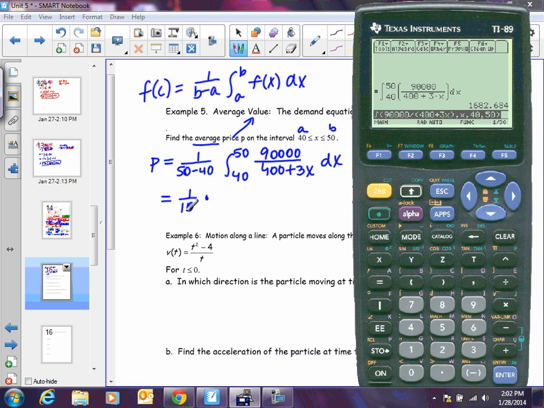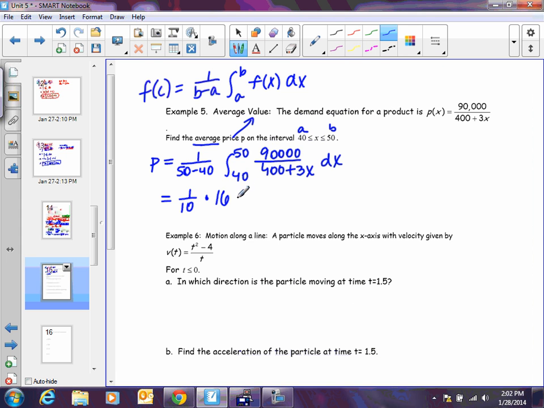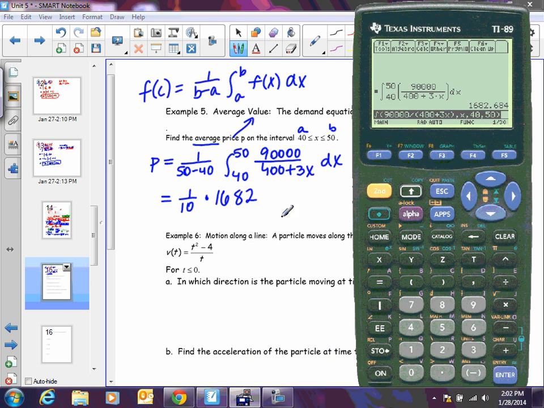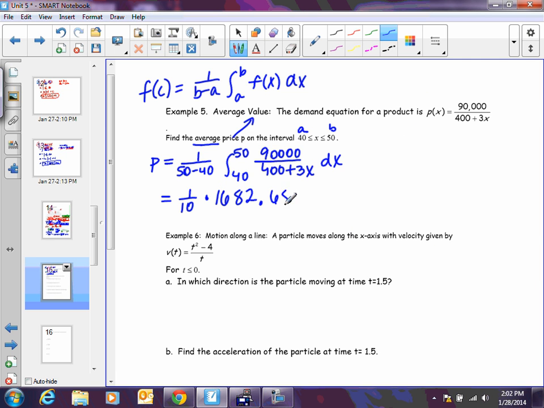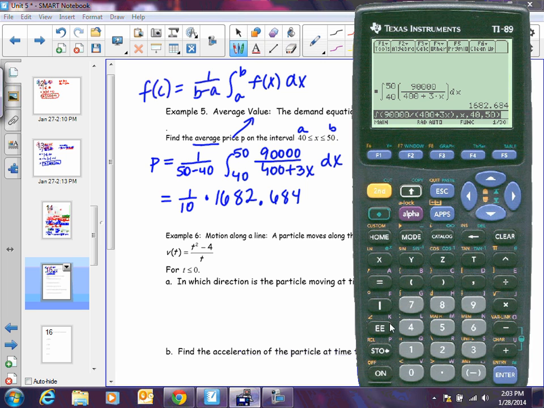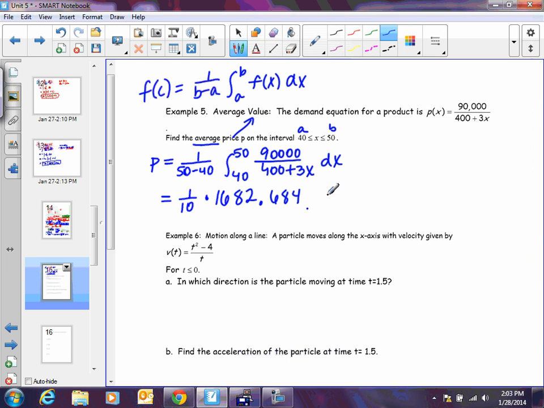And so I still need to multiply this by 1/10. Sorry, I'll pull this back up. I still need to multiply this by 1/10, or divide by 10. Okay? So I'm going to do that. Divide by 10. And obviously, the decimal place just went over one spot. Probably could have done that in our head. Okay? So that's going to be 168, and you just need to make sure you round correctly to 3 decimal places.